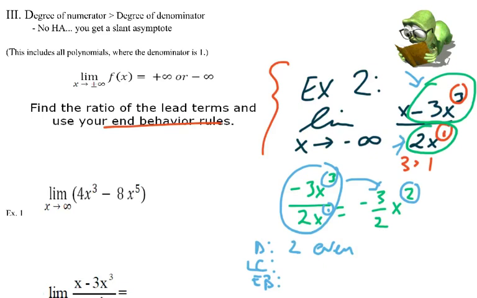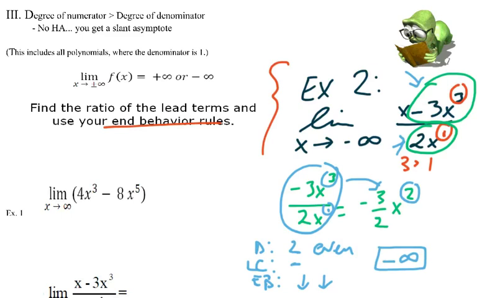My leading coefficient is a negative 3 over 2. So that means my end behavior is down and down. Now, if both our arrows are down, I automatically know that down means I'm going to negative infinity, so that's going to be my answer.